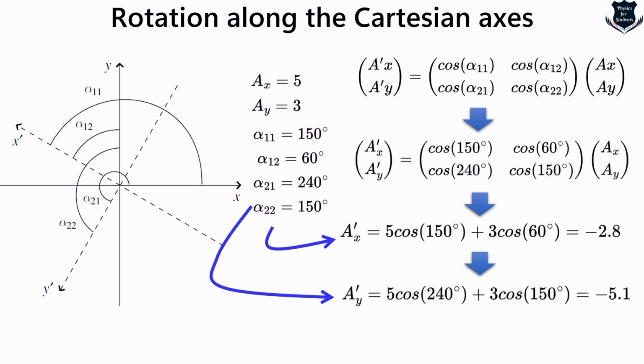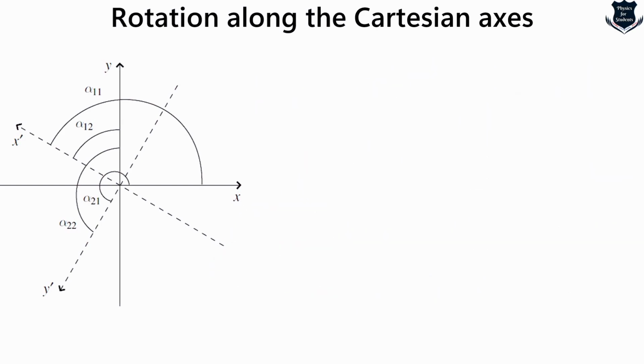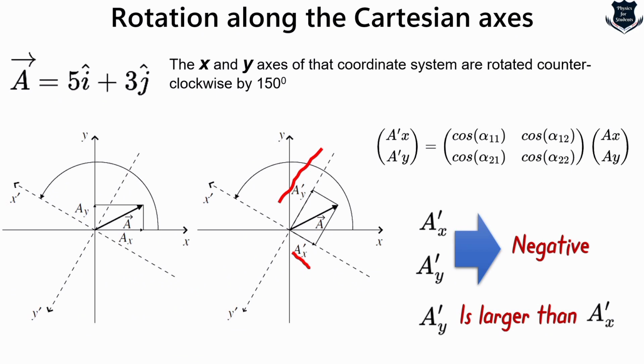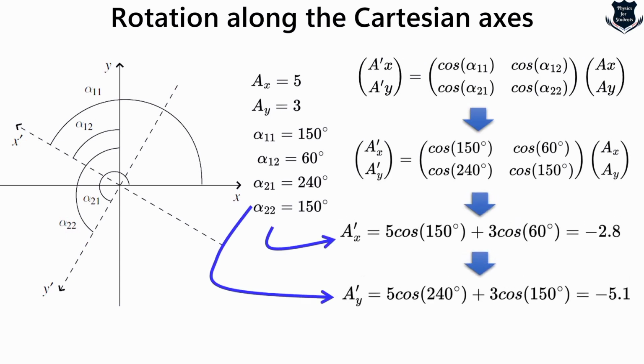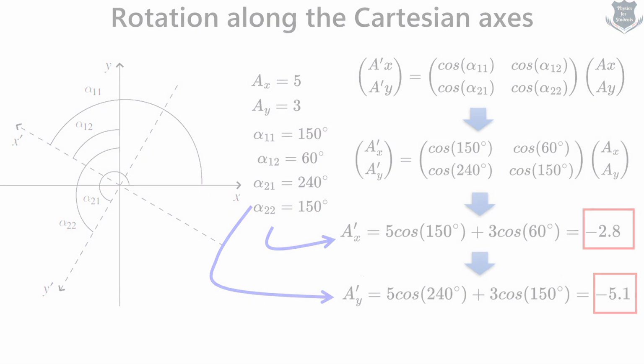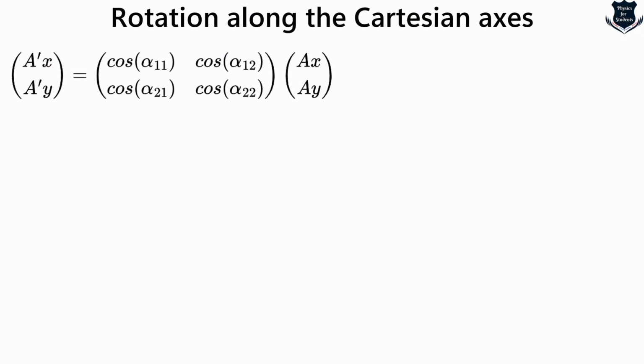Now most importantly, let me go back to this part. What we observed is that a prime x and a prime y are negative, right? And now if I go further, I see that the values obtained over here are negative. So from the visual analysis and from putting in the values, you see that both are negative and the y component is larger than the x component in the rotated system. So a prime x is minus 2.8, which is negative. A prime y is minus 5.1, and it also shows that the y component is larger, as you can see from the transformation equation.